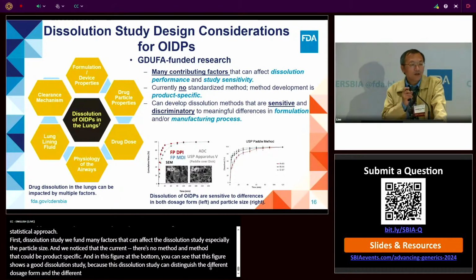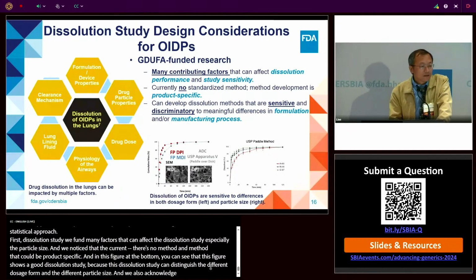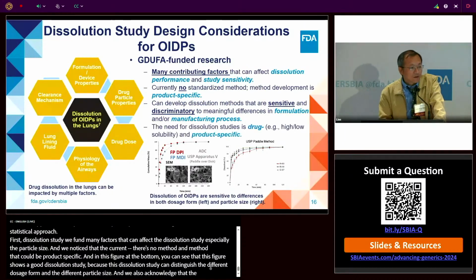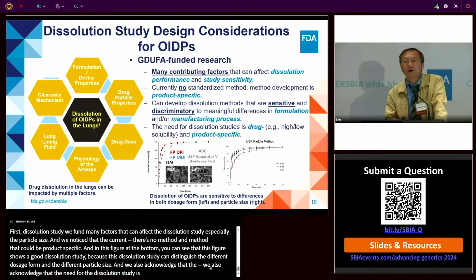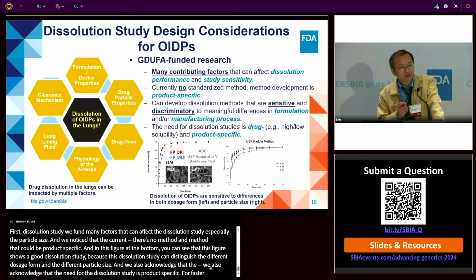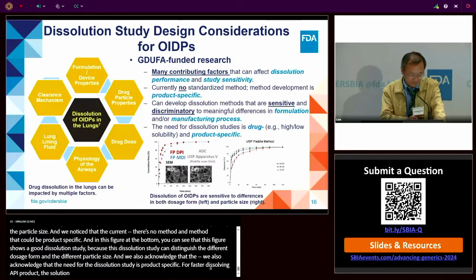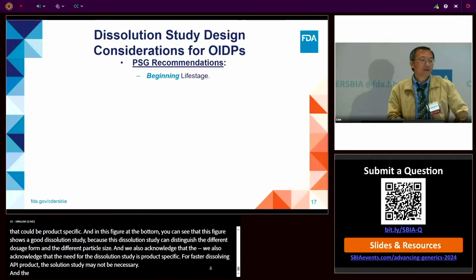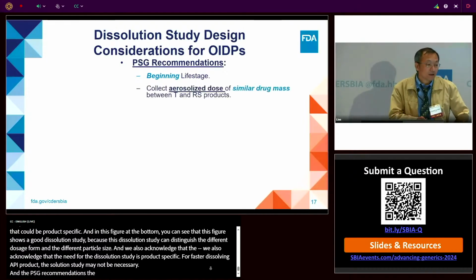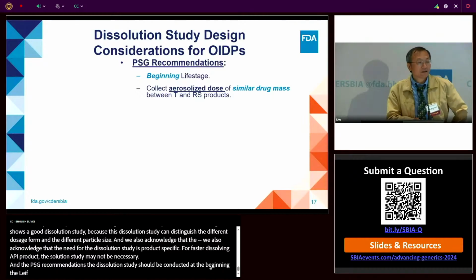We also acknowledge that the need for the dissolution study is product specific. For fast dissolving API products, the dissolution study may not be necessary. And the PSG recommends the dissolution study should be conducted at the beginning of the life stage. The study should collect the aerosolized dose of similar drug mass between the T and the RLD products.